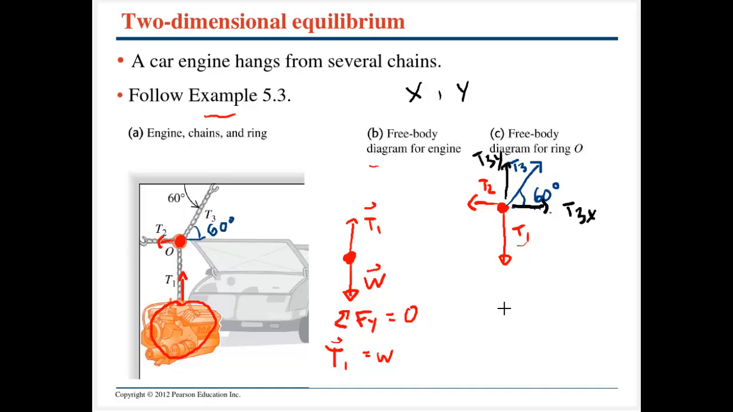All right, we're getting kind of familiar with breaking these two guys up. We can use trigonometry to say T3 in the x direction is going to be the magnitude of T3 multiplied by cosine of 60, and similarly T3 in the y direction is going to be T3 sine of 60. So now we can say, alright, what are all the forces in the y direction here?